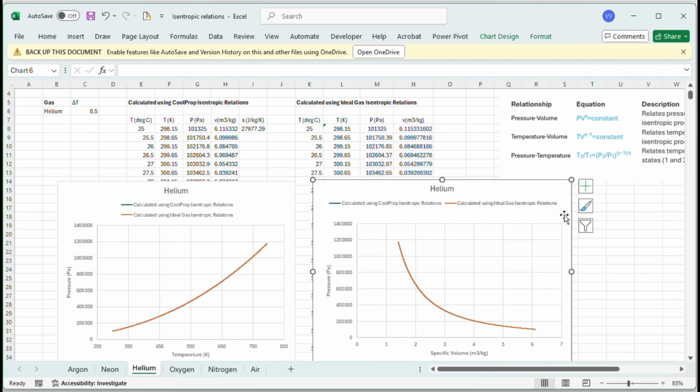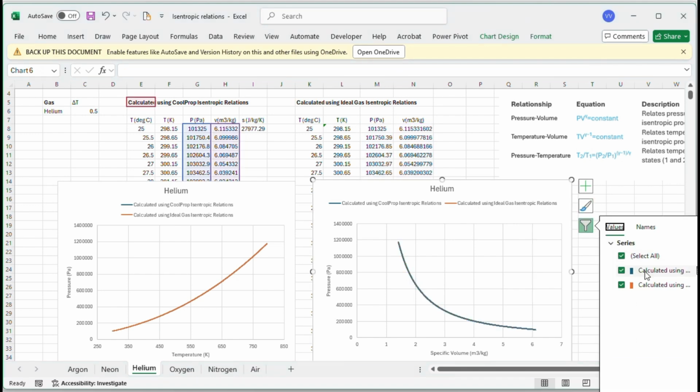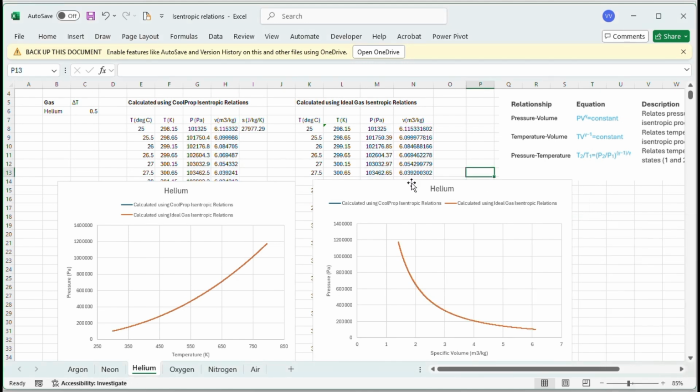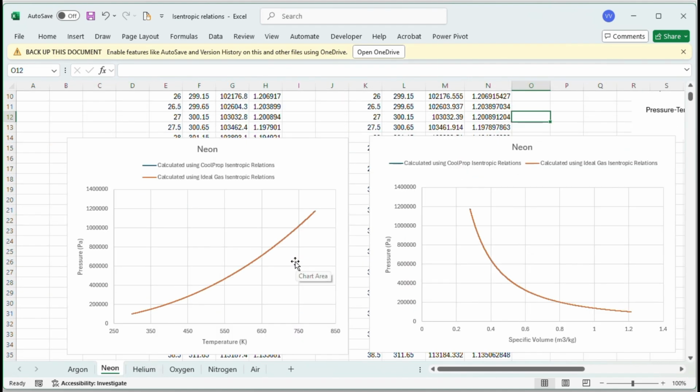Okay, so you can do the comparison here. The blue line and the orange line are right on top of each other. So for helium, helium is behaving like an ideal gas, and both these methods are giving almost the same values. For neon, same. You can see that both the lines are right on top of each other.